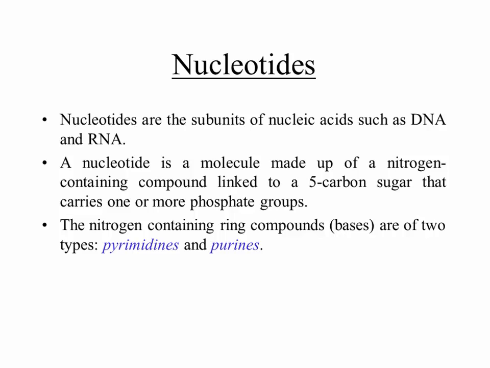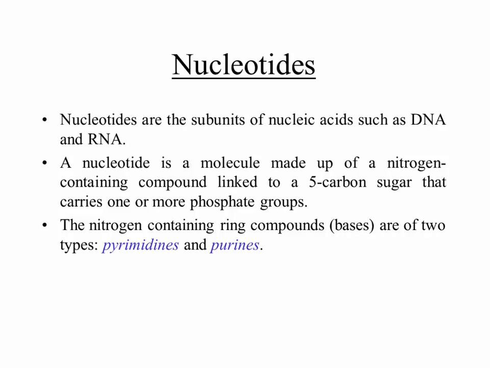So the next set of modular units that we are going to focus on are the nucleotides. These are the units from which the nucleic acids called DNA and RNA are built. A nucleotide is a molecule made up of a nitrogen-containing compound, called a base, that is linked to a 5-carbon sugar. That's why we study 5-carbon sugars, ribose and deoxyribose. The sugar carries 1 or more phosphate groups. So we now have all the ingredients to study DNA, to understand what a DNA molecule looks like.